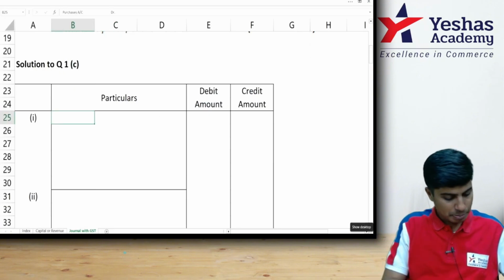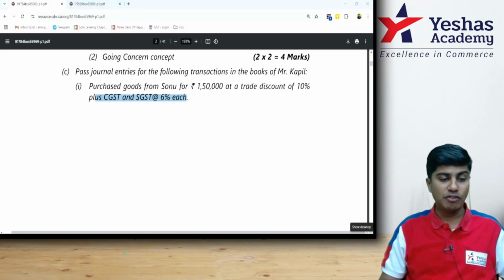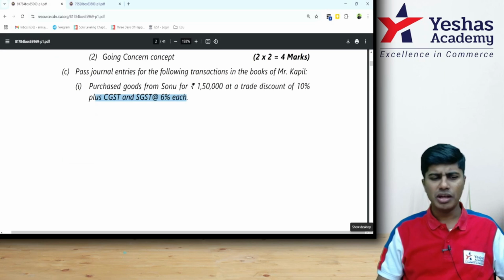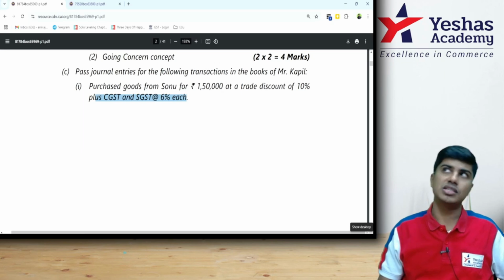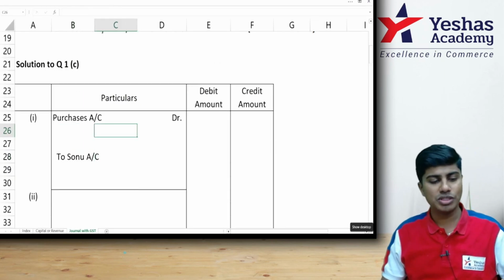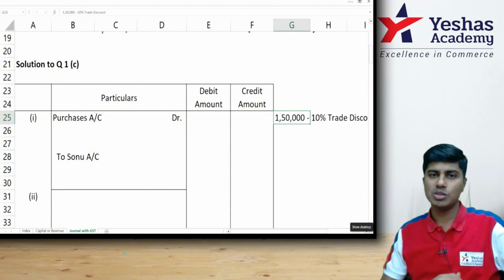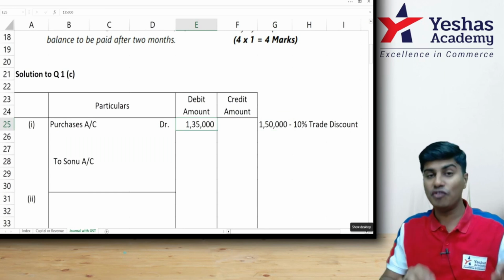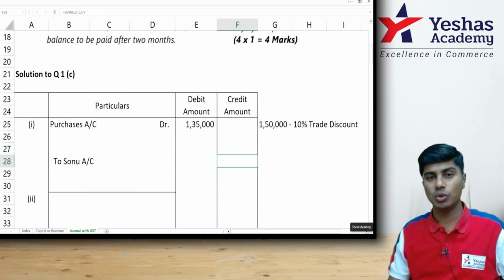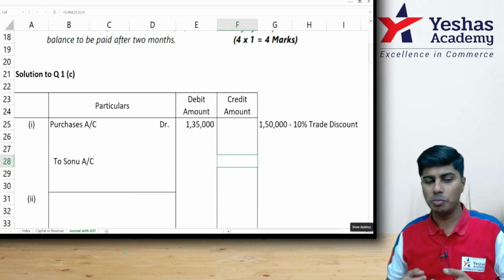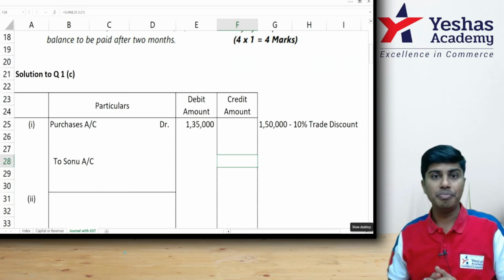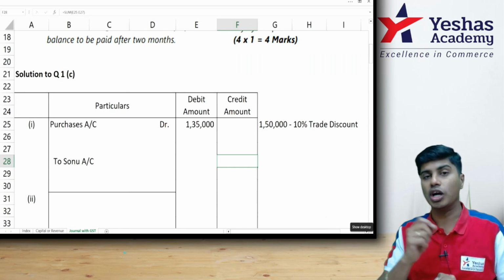Let me write the entry: purchase account debit. And I have to pay money to Sonu, so I will credit Sonu. We used to write purchase account debit to Sonu, and this used to be 1,50,000 minus 10% trade discount, that is 15,000, so 1,35,000 would have been the amount. If not for GST, I would have credited 1,35,000 to Sonu, creating a liability to be paid to Sonu to the extent of 1,35,000. Now because GST is applicable, the amount that I should pay to Sonu is not 1,35,000.